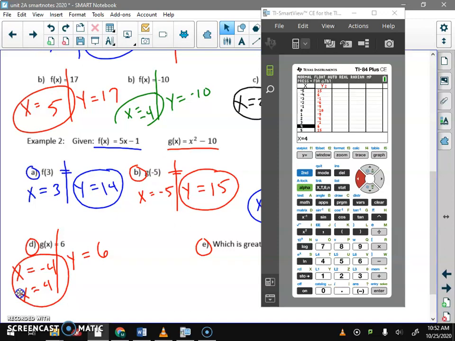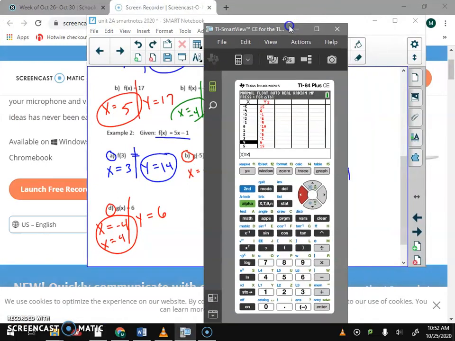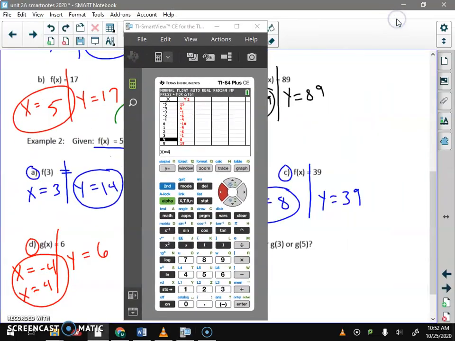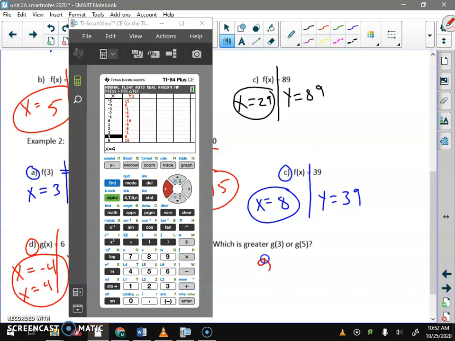And then the last question, they kind of try to make it a little trickier for you. Sorry about that. And that is, they say, which value is bigger, g of 3 or g of 5? I know 5 is bigger than 3, but that doesn't mean g of 5 is bigger than g of 3. So I got to evaluate them both. G of 3, 3 on the x side, what's y? G of 5, 5 on the x side, what's y? And then I'm just going to pick the bigger number.